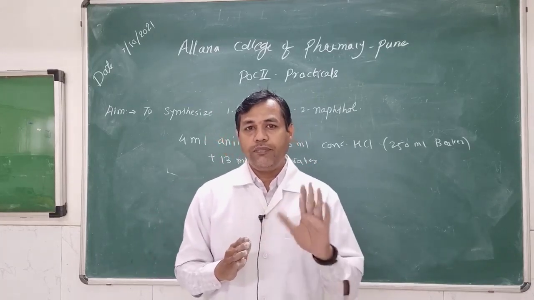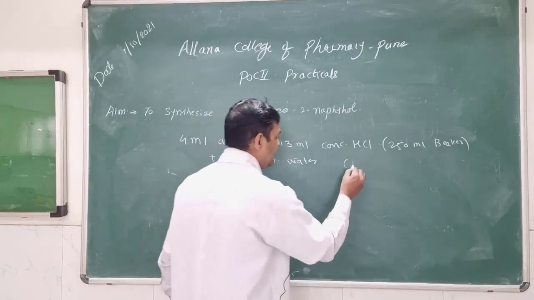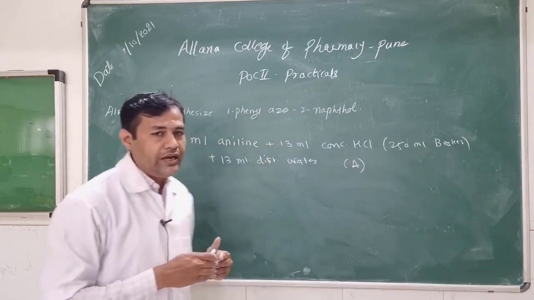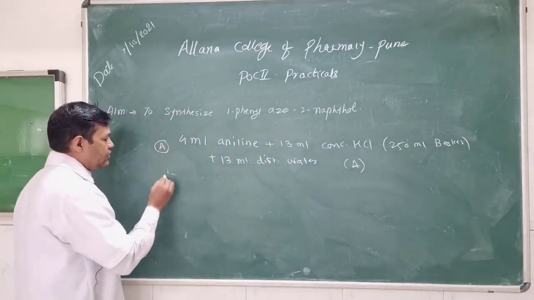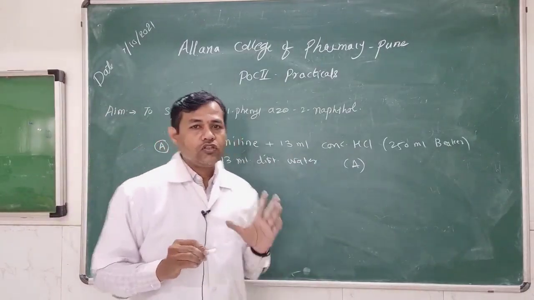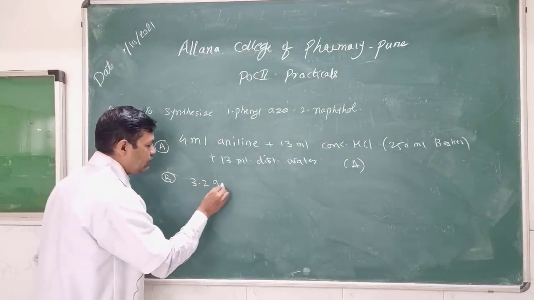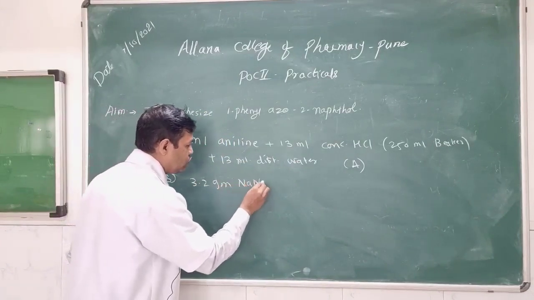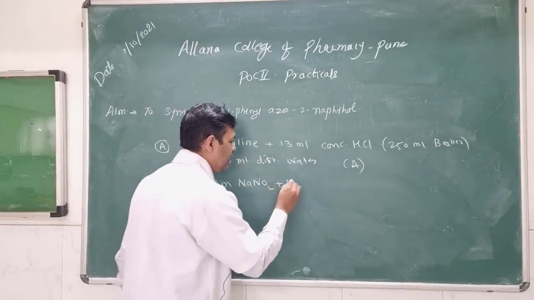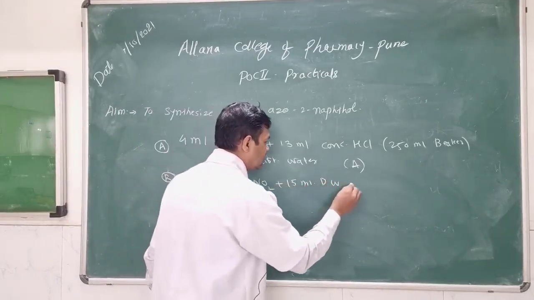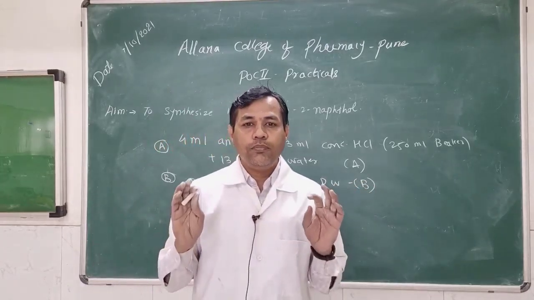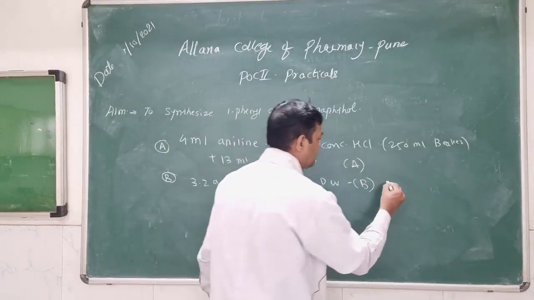So cool this solution, keep it in the ice bath. So we will call this solution A. Now next, the second solution we have to prepare. Now solution B. In this, dissolve 3.2 gram NaNO2, sodium nitrite, in nearly 15 ml distilled water. So I am calling this solution B. NaNO2 in distilled water is solution B. Also keep this solution in the ice bath.